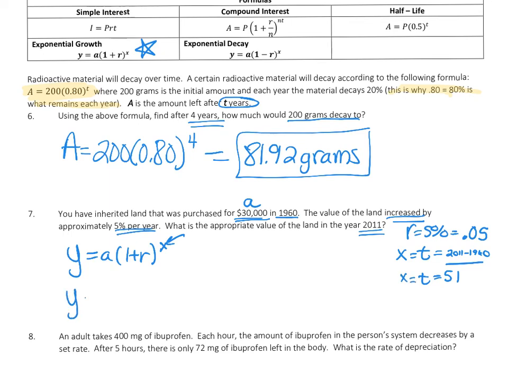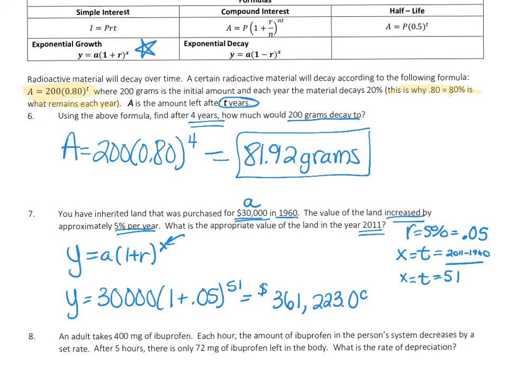Now that I found all those parts, I'm going to plug them into my formula. So 30,000 times 1 plus 0.05 to the 51st power. So that means after 51 years, I'm going to type this in my calculator, and it'll tell me how much the house is worth. So it'll be worth $361,223.09.